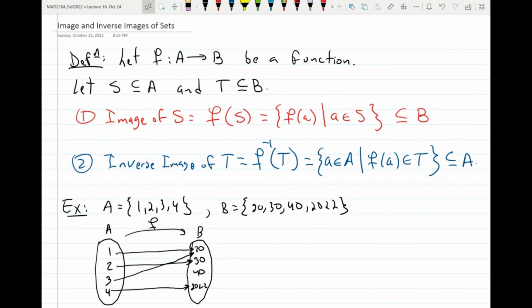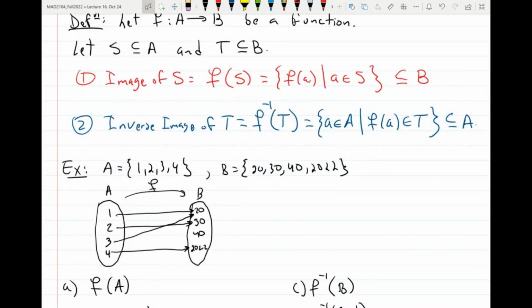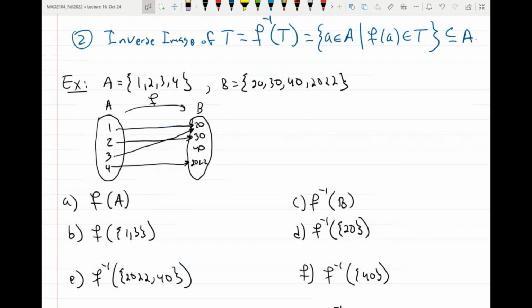Now for the inverse image, it's different. You have a subset T of B, and then you're looking back in A, and you're seeing everybody in A that, when you apply the function, goes into T. You take those elements, and that's what we call the inverse image, okay? So all the pre-images of the elements in T. The elements back in A are called pre-images. For example, 1 is a pre-image of 20. 3 is a pre-image of 20. 20 is the image of 1 and 3.